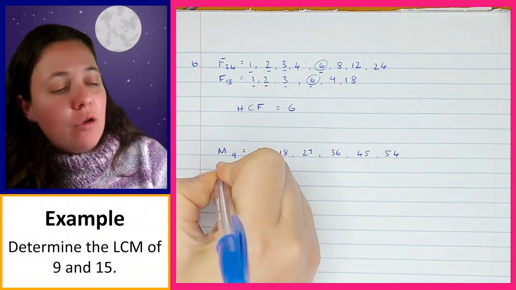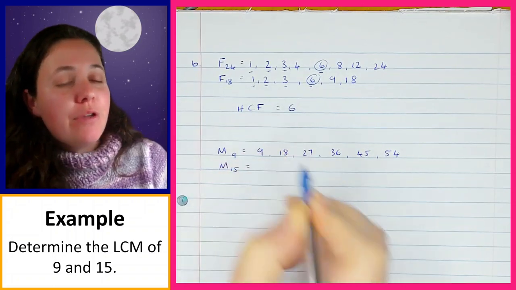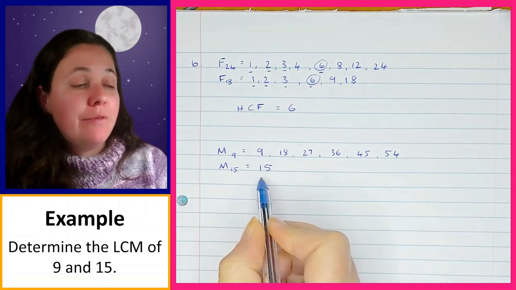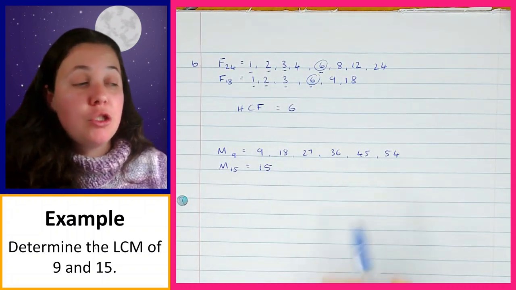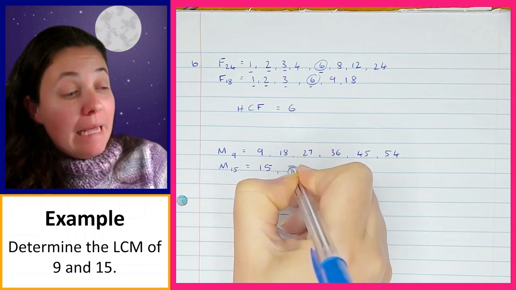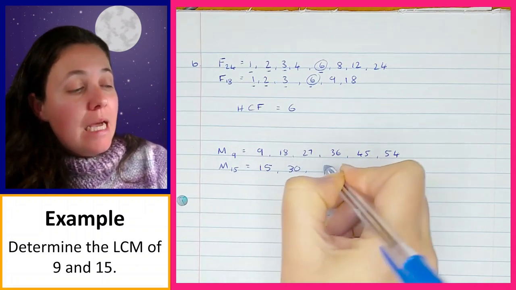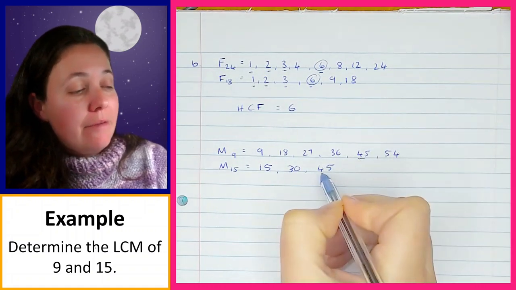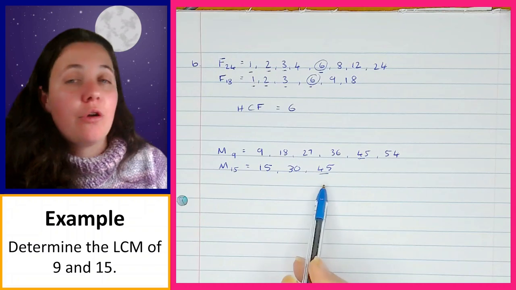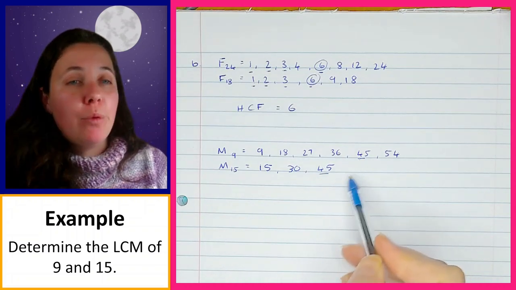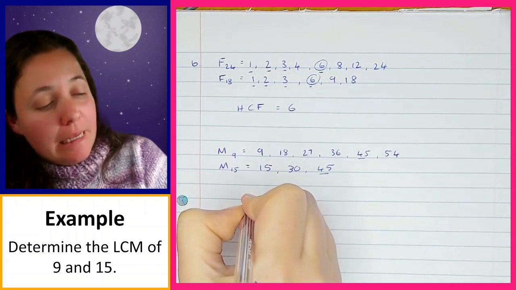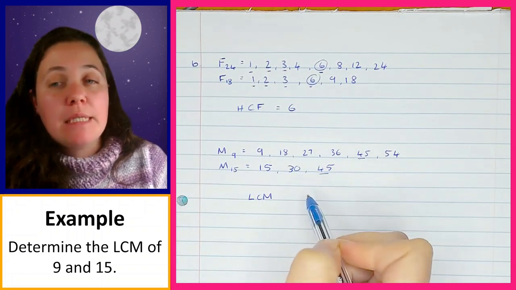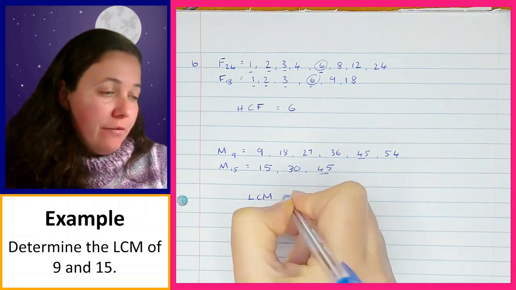Okay, so now let's go and have a look at the multiples of 15 and see if we can find one that is common. So I start with 15, and that is 15 multiplied by 1. Then 15 times 2 is 30, so I add 15 and I get 30. Add 15 again and I get 45. And now I can already see that I have a 45 over there and I have a 45 over here. So I don't need to carry on going here because I've already got a common multiple. So my LCM, my lowest common multiple, the first multiple I got to that was the same for both numbers, is 45.